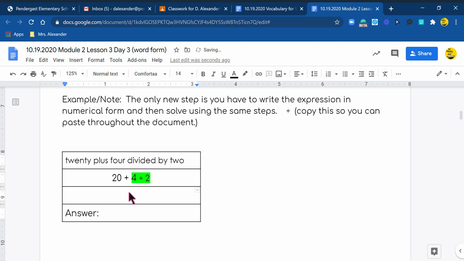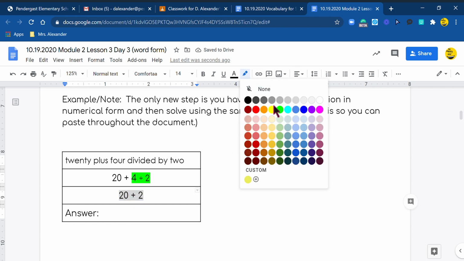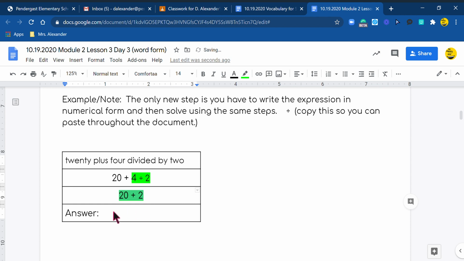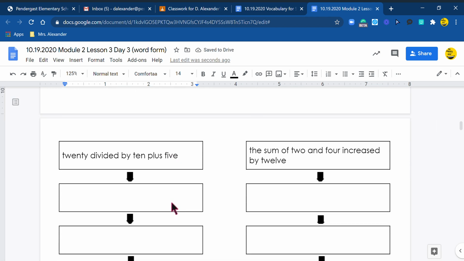I'm going to write it out. I'll have 20. What's 4 divided by 2, you guys? You're right, it is 2. And then my answer is, you're right, 22. And I'm highlighting this problem because I've told you, highlight your problem so your teacher knows which problem you're doing. And then you write your answer. And there we go.